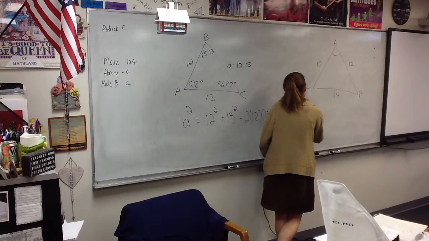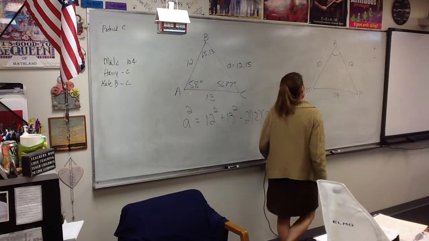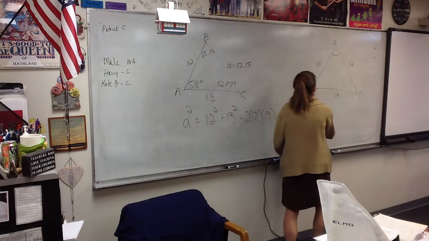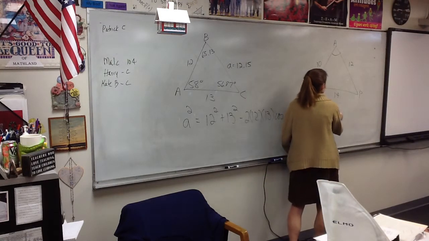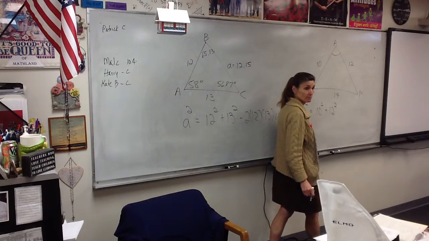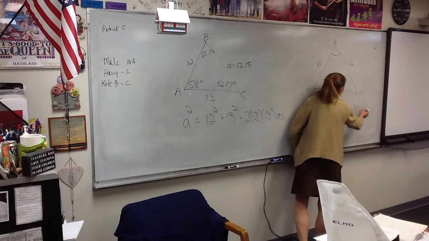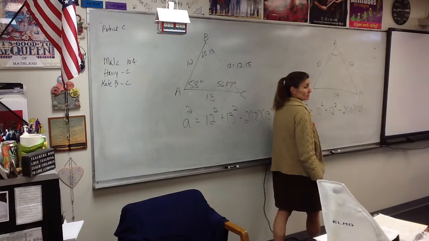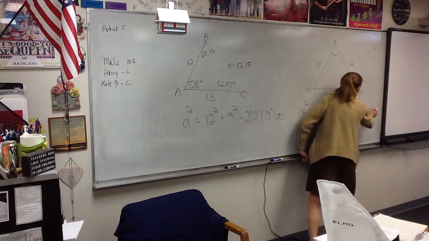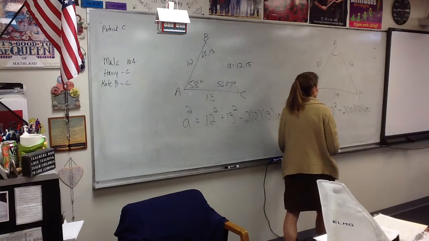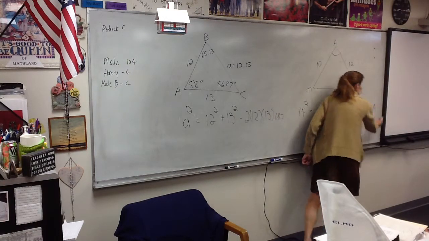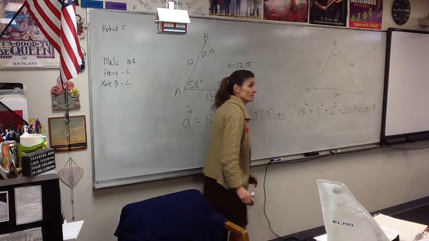14 squared. Perfect, Delaney. 14 squared equals 10 squared plus 12 squared minus 2 times 10 times 12 times cosine A. That's your variable, right? That's your variable.